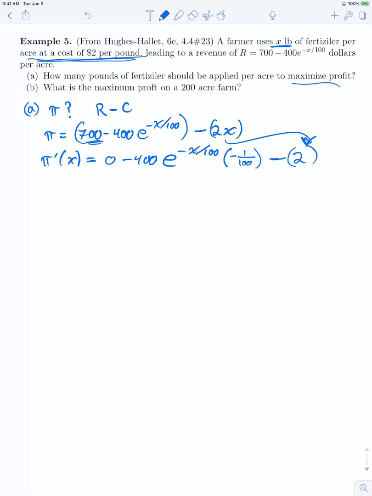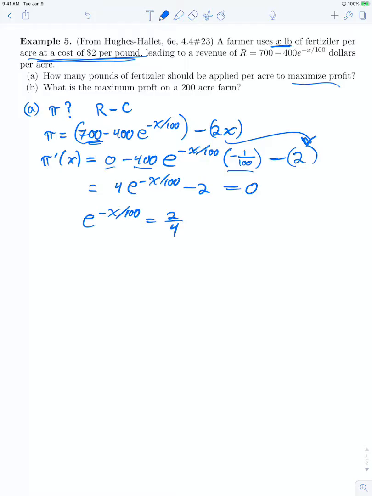I'll simplify it a little bit too. The 0 goes away, negative 400 times negative 1 over 100 becomes positive 4. 4 e to the negative x over 100 minus 2 equals 0. Add 2 to both sides and divide by 4. You get 2 over 4.